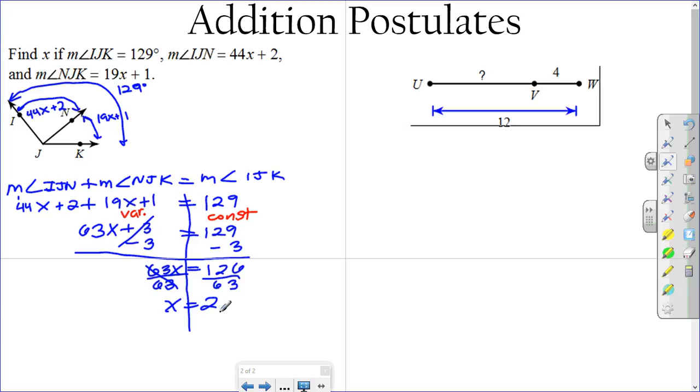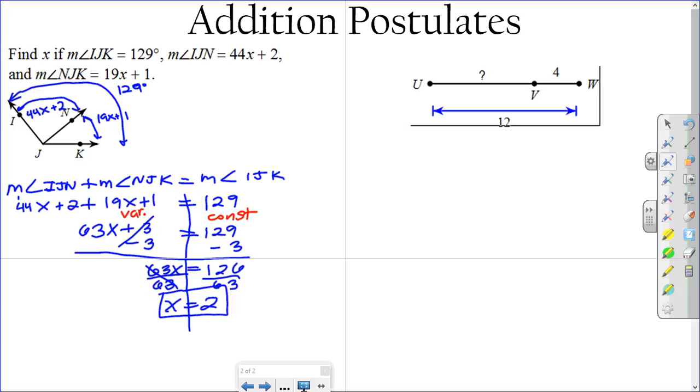Now before you tell me that is the answer, you've got to go back and make sure that's what they're asking you for, because sometimes they ask for x, sometimes they ask for the measurement of one of the angles. So the question was find x. Did I find x? Yes, I did. So that's it. That'll be my answer.